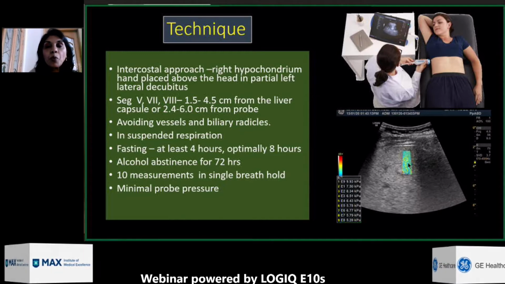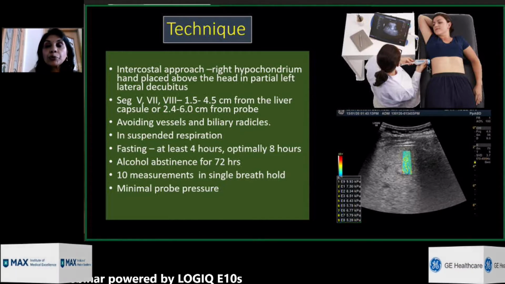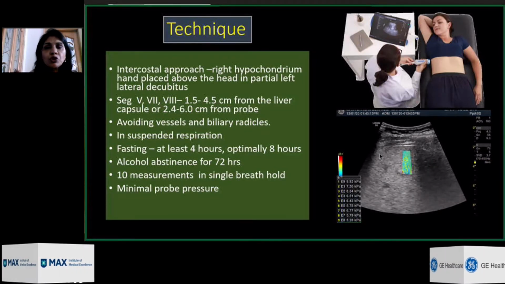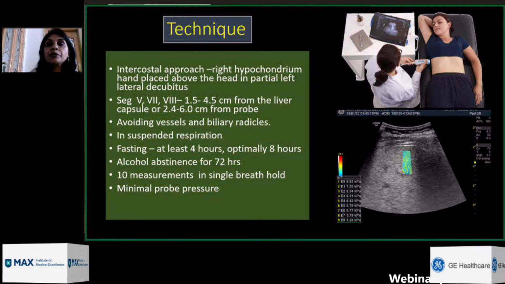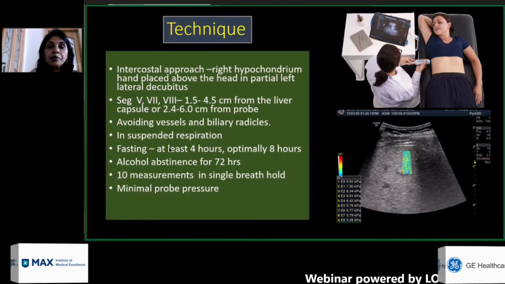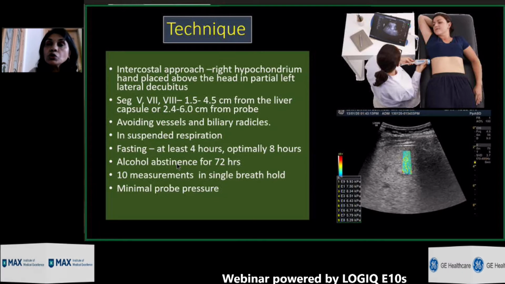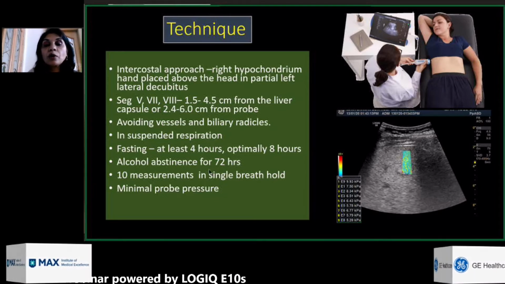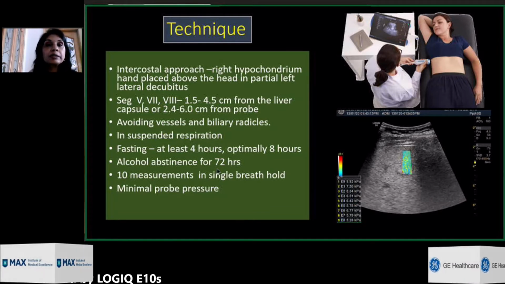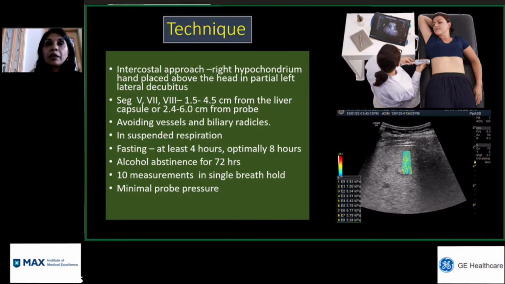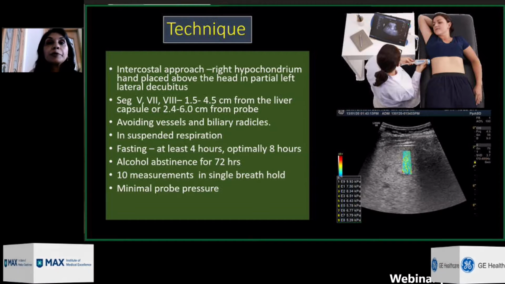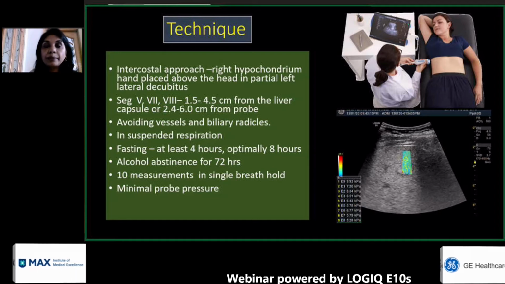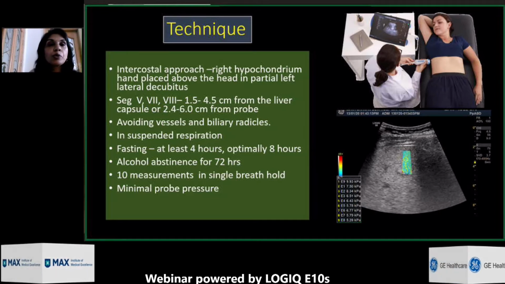And of course, the probe pressure should be minimal, because as you put greater probe pressure, the liver elasticity seems to increase, even though minimally, but it's extremely important that we keep it optimal. And most important here is, of course, the alcohol abstinence. So once you're making an appointment, do make sure that the patient has not taken alcohol for at least 72 hours. This is something which is very important at the time of making the booking, that you have to counsel the people who are giving the appointments to see to it that the patient is asked to abstain from alcohol for at least 72 hours.